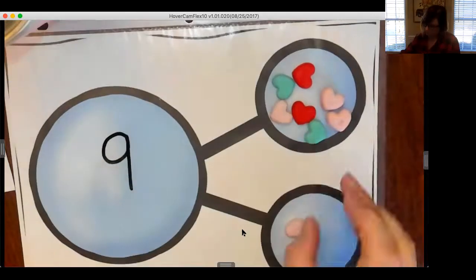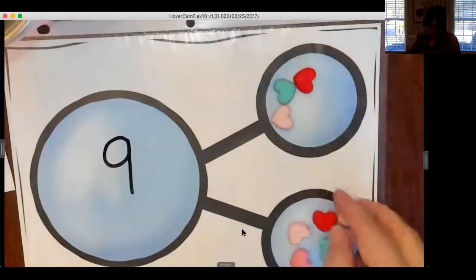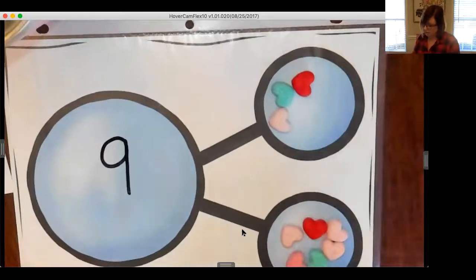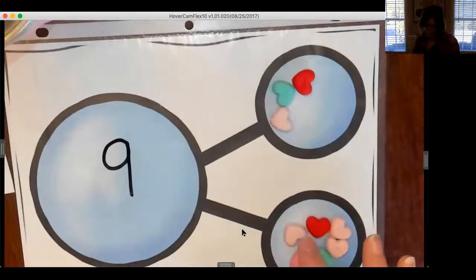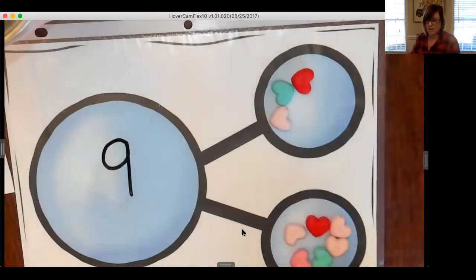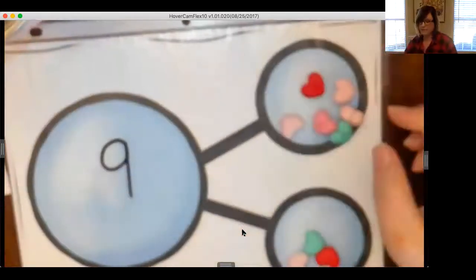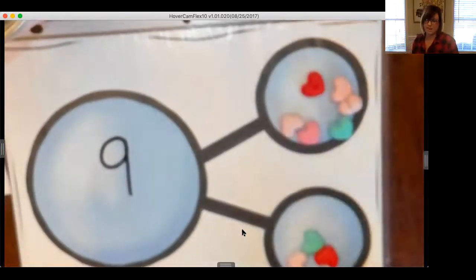All right, so let's leave 3 at the top and pull the rest to the bottom. So 3, okay, so let's count how many we have down here. 1, 2, 3, 4, 5, 6. We have 6. 3 plus 6 is 9, or we could flip them around, and 6 plus 3 is 9.